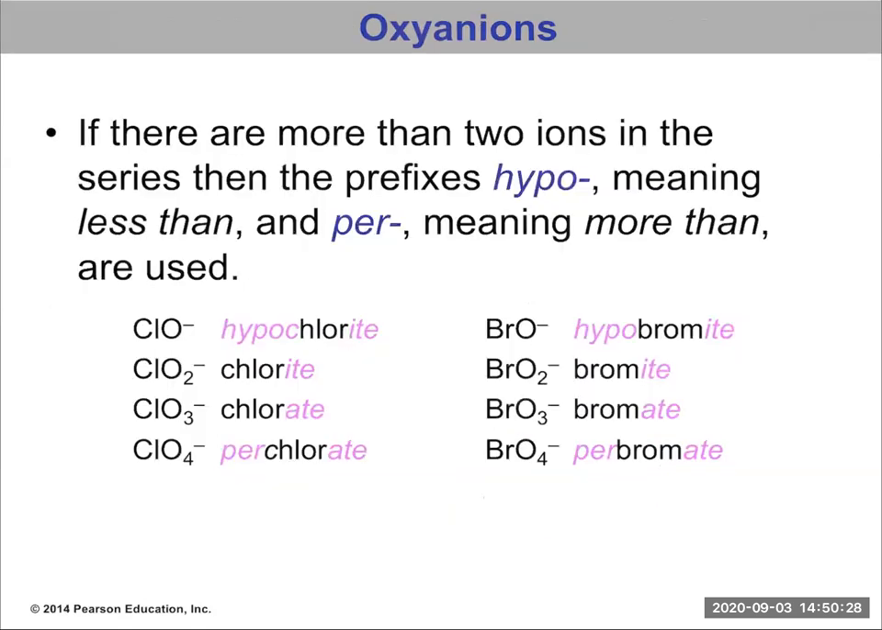So for you to know, you need to figure out how many are in that family. This family has 4. The one with the very least gets hypo and ite, followed by ite, then ate, and the one with the most gets the word per in front of it and ate at the end. So it makes it a little difficult to figure out how to name it. Instead, just memorize the ones I have given you.